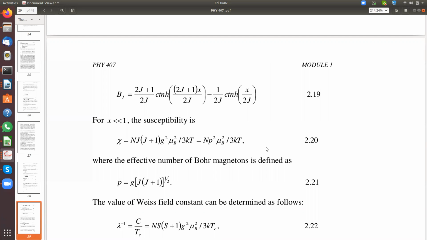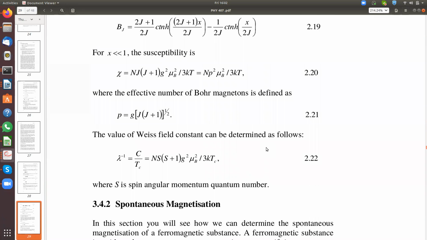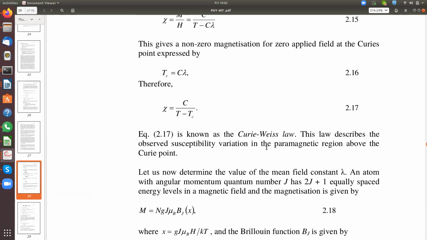Last week, we stopped at the discussion about ferromagnetism. We laid the foundation of the concept behind ferromagnetism, and we moved to the point of defining what ferromagnetism is, the examples, and also we concluded by looking at the Curie-Weiss law, which describes the observed susceptibility relation in the paramagnetic region above the Curie point.